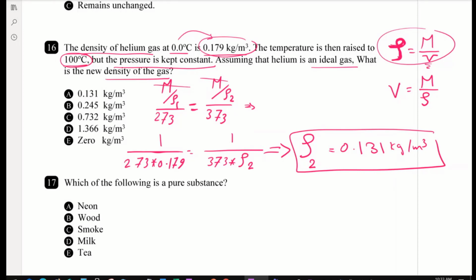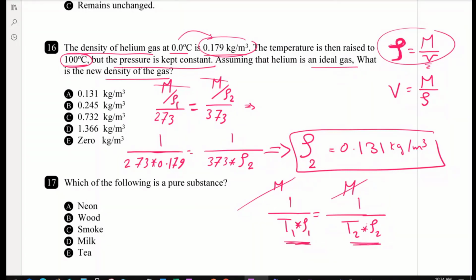Here, Doctor, 273, we should multiply it by rho 2. Why? I have V1 over T1 equals V2 over T2. V1 is the mass over rho 1, so this rho 1 will go to the denominator, so it becomes here rho 1. And V2 is mass over rho 2, so rho 2 will go to the denominator also. It will be times rho 2. Mass goes with mass, so it will be 1 and 1 here. So T1 times rho 1 and here T2 times rho 2. So we did it right actually. Okay.